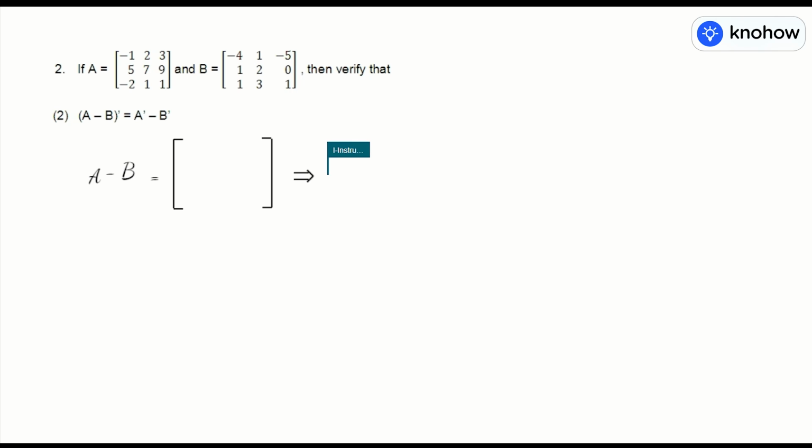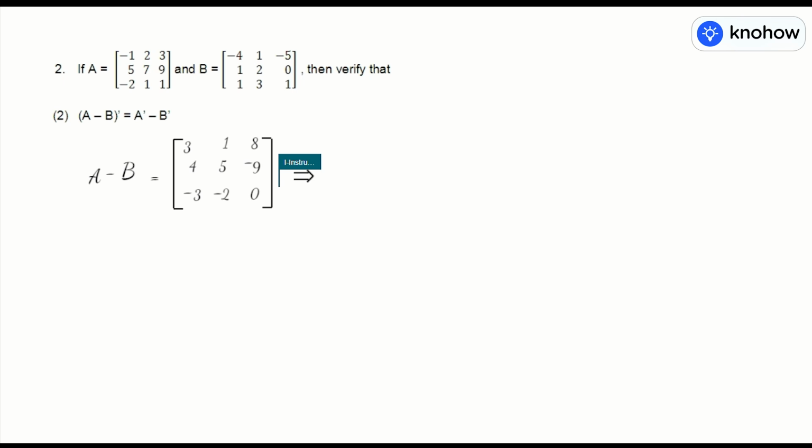Subtract the corresponding elements. So -1 minus -4 will make it +4, so 4 minus 1 gives you 3. And similarly, 2 minus 1 is 1. 3 minus -5 makes it +5, so 8. And likewise, you subtract the corresponding elements, you get 4, 5, 9, and -3, -2, 0. That is your A minus B.